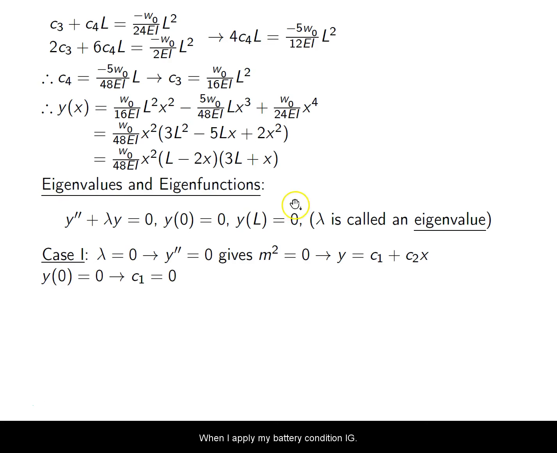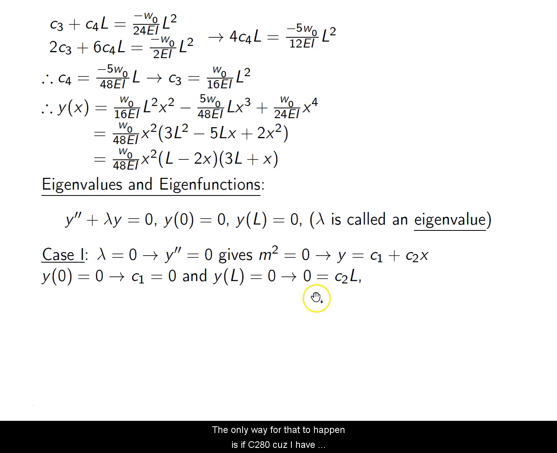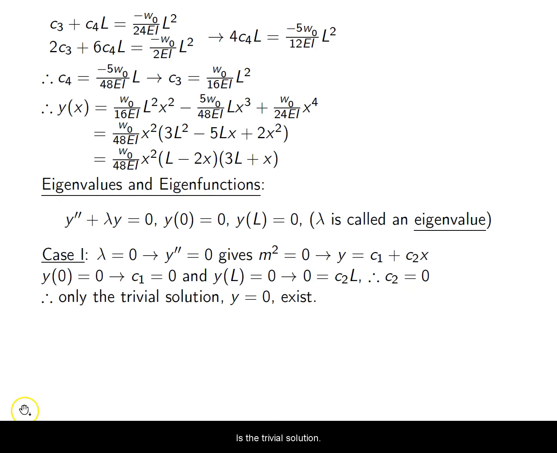Okay, when I apply my other boundary condition, I get, well, this is 0, so I get c2 L is 0. And the only way for that to happen is if c2 is 0, because I have an actual length of a rod of something, right? So the only way for this to work is if this constant is 0, which means that for this equation with these conditions, the only solution is the trivial solution. Okay, so now let's look at the second case. The second case is that this eigenvalue is negative.